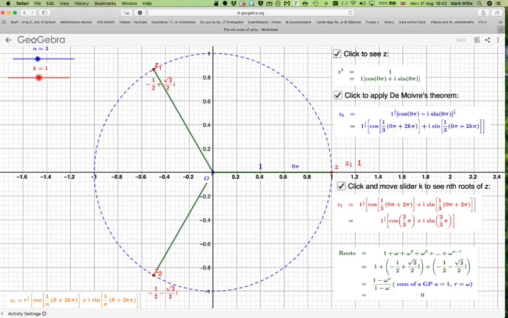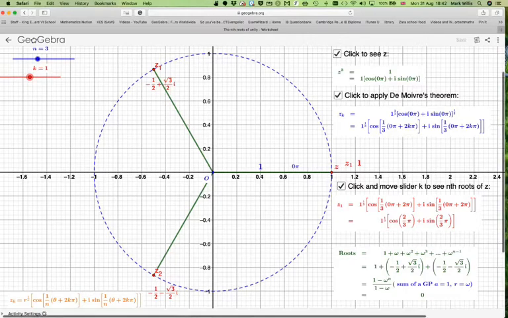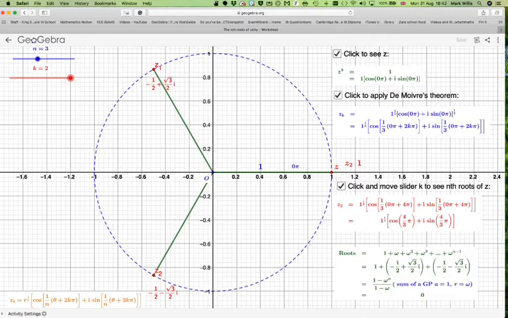And if I make k 2, remember you always make k 1 less than the value of n. You'll get the third one here, and then they are evenly spaced out. Okay, so these are called, in this case, the cube roots of unity. Okay, so here we have them all.